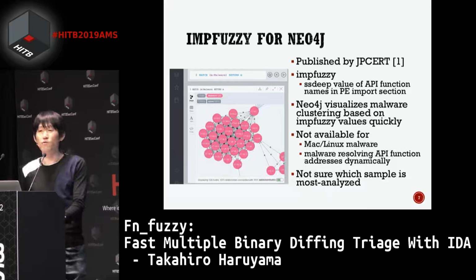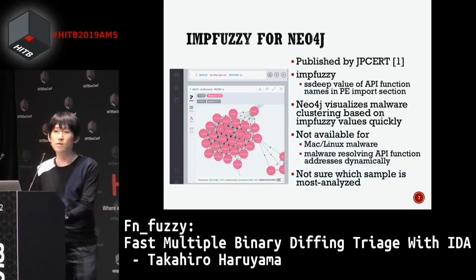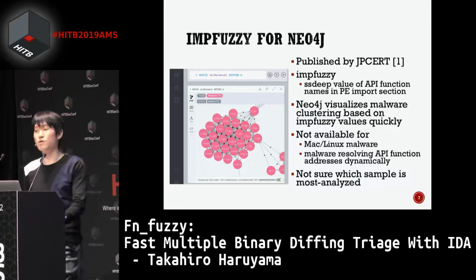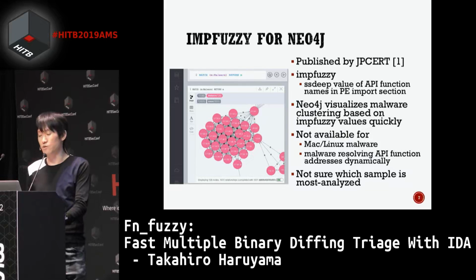InFuzzy for Neo4j is handy to detect binary similarities very quickly, but it's not available for Mac and Linux malware, and it's not effective for malware resolving API function addresses dynamically. Additionally, we are not sure which sample is most analyzed in IDA Pro, because InFuzzy for Neo4j does not contain IDB information.